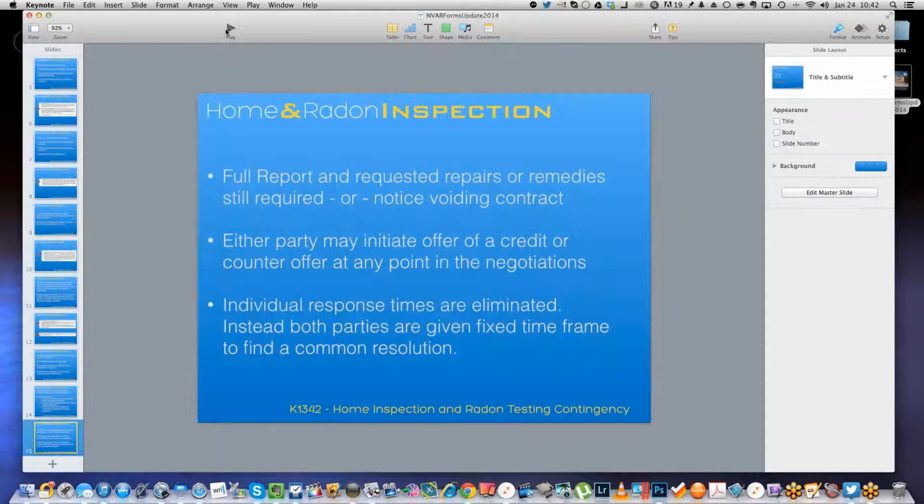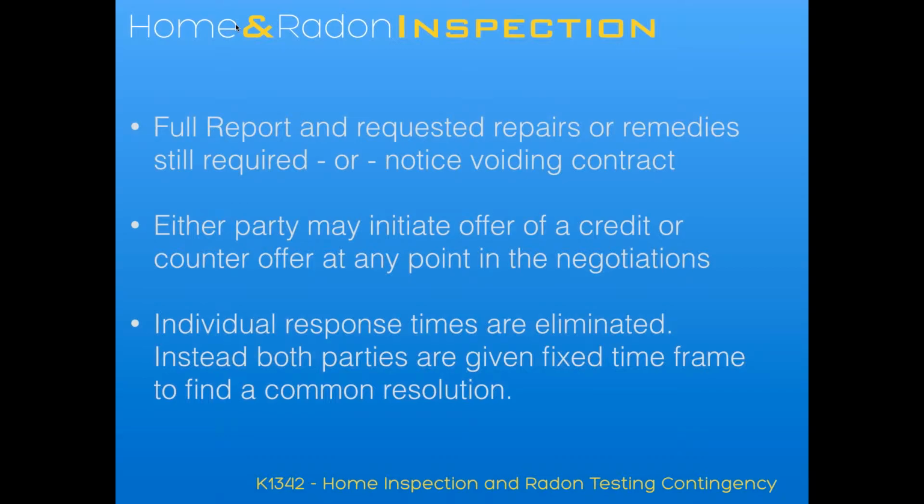Okay. All right. So going back to our form, either party may initiate the offer of a credit or counteroffer at any point during the negotiations. So even though you've gone back and forth 15 times, you can still go back and say, okay, how about I just give you a credit? I'm tired of talking about this. Let me just give you money so you'll go away. Or the buyer can say, you know what? We asked for 10 things to be fixed. We just really want three. The other things, it doesn't sound like you're being real responsive on. We're going to take those off the table and just move on.